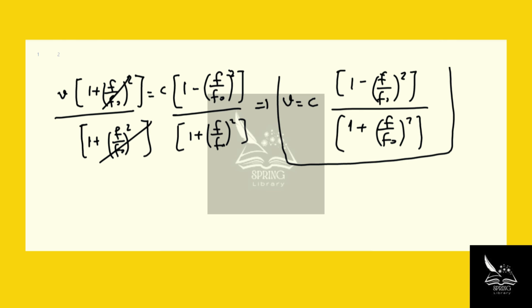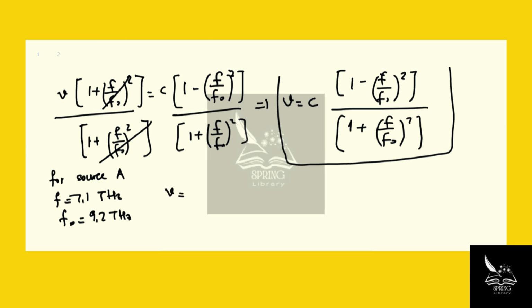So then let's start doing it for source A. For source A, let's read the table. For source A, F equals 7.1 terahertz and F naught equals 9.2 terahertz.